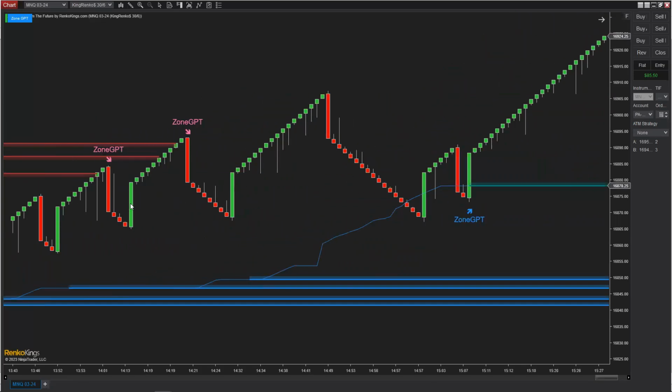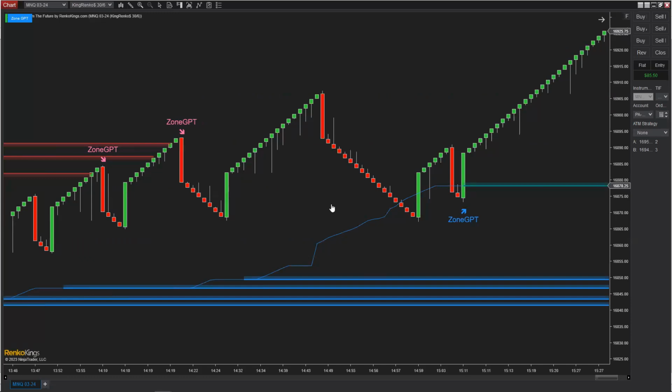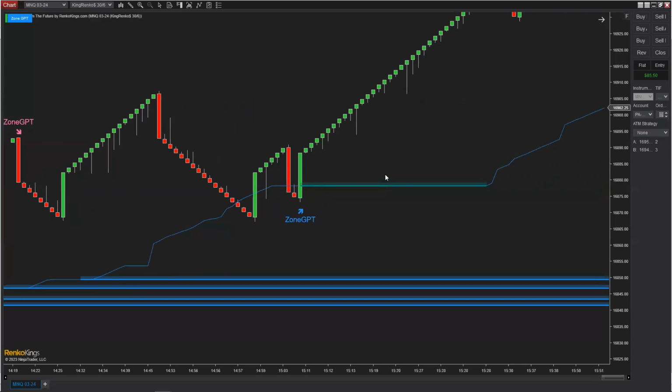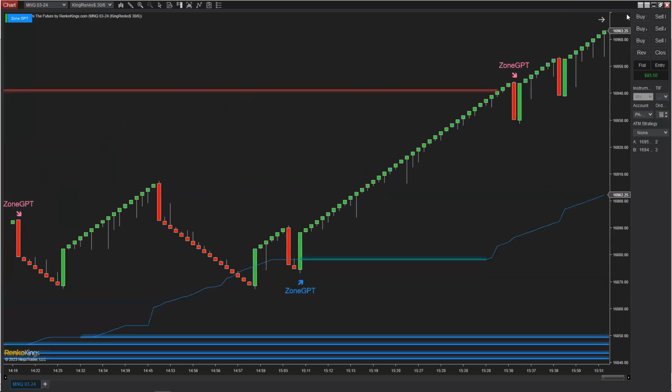This is okay for scalps. You would have gotten your scalps here, but this is kind of against the trend over here. So it all depends what kind of a trader you are. If you're looking to trade with the trend, you just got to be patient and wait for this kind of a situation. And then it definitely pays.